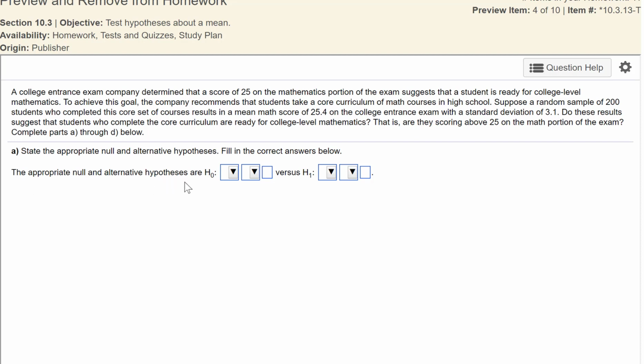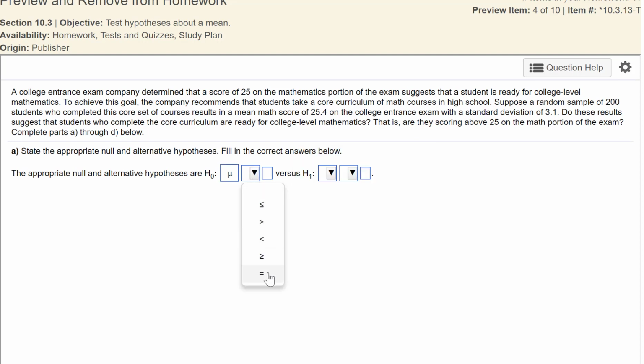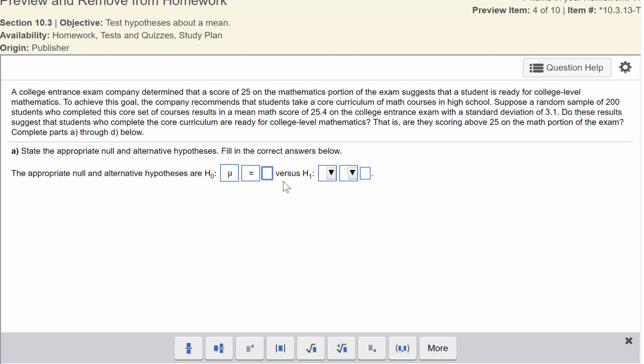The appropriate null and alternative hypotheses are H0 is the population mean, so mu is population, x bar is sample. Occasionally in our book we'll use a big capital M for sample. So population mean equals 25. And it may have been easier to go over to the H1 or HA first. So again, H1 is mu, and we want it to be greater than 25.